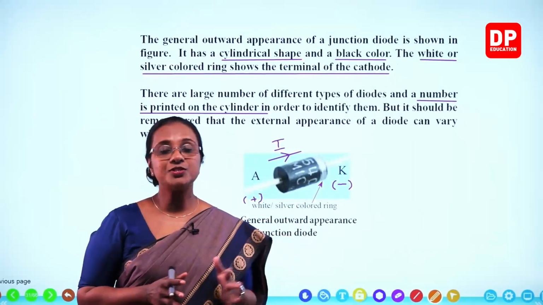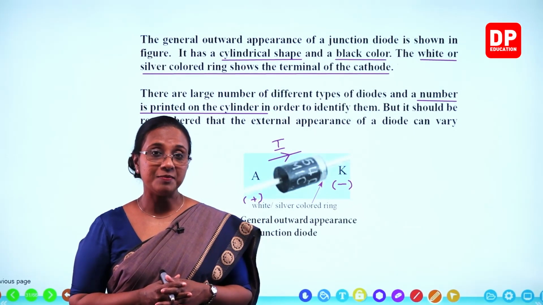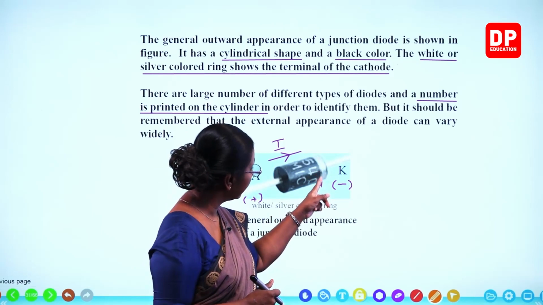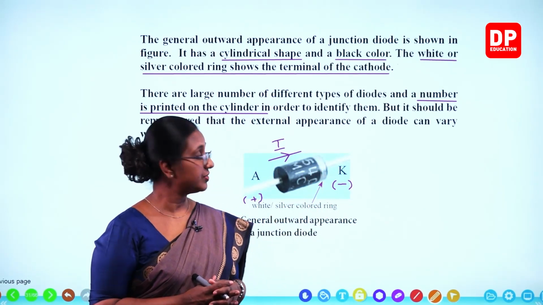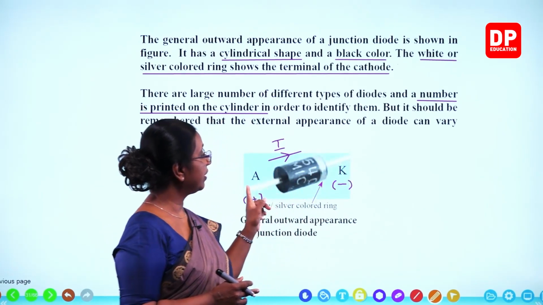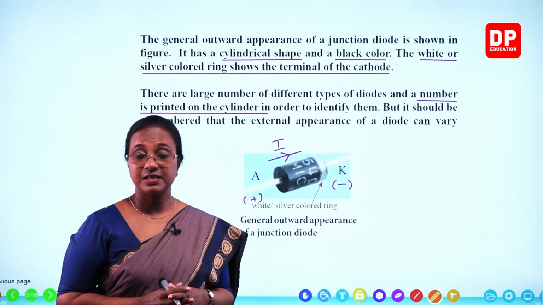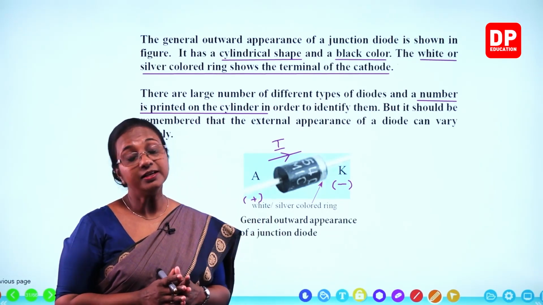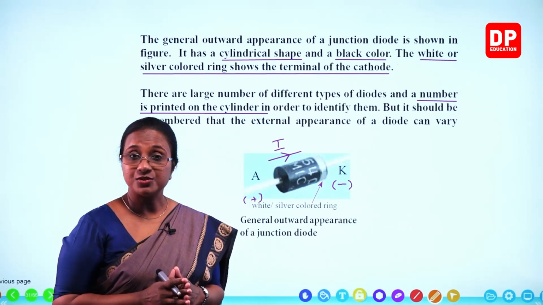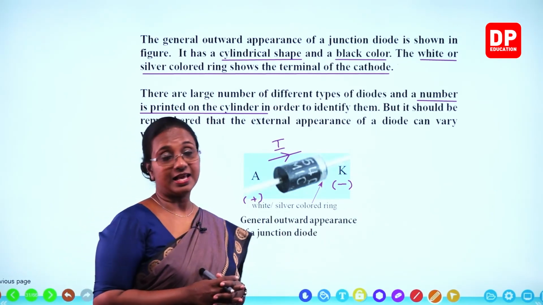So, students, you all saw the diode in the lab. So, you all know how to identify this white color or silver color line, and then you can identify the terminals and how you are supposed to connect the diode. So, with that, students, I will move on to the next slide.